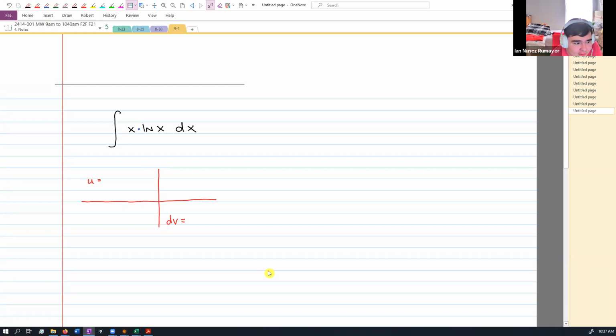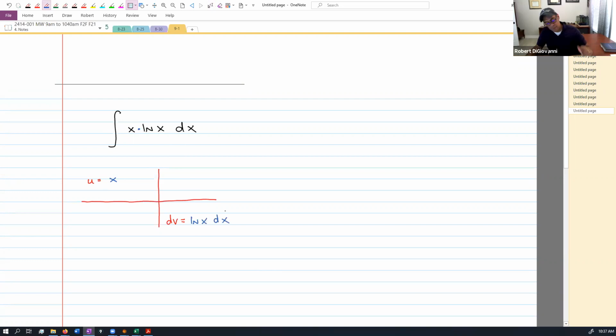You want to try u as x? Yeah. Let's try it. If u is x, then what does dv have to be? Natural log of x. Everything else that's left, right? Natural log x dx. Okay, so that's our first option. That's one way we could do it. Let's see, will this work?